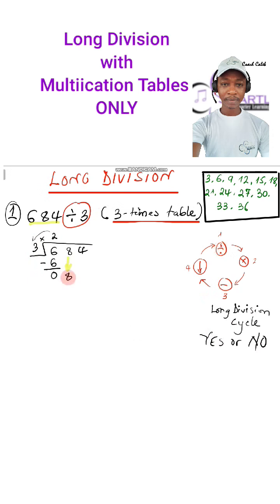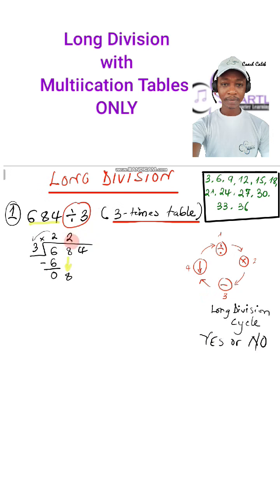8 divided by 3. So is 8 a multiple of 3? No. So what we are going to use is the closest multiple on the 3 times table before 8. We have 3, 6, 9. We have crossed 8 already. So it means we return to 6. The multiple we're using now is 6. Forget about the 8. So instead of 8, use 6. So 8 divided by 3, we are using 6 in the place of 8. So 6 divided by 3 is still 2.